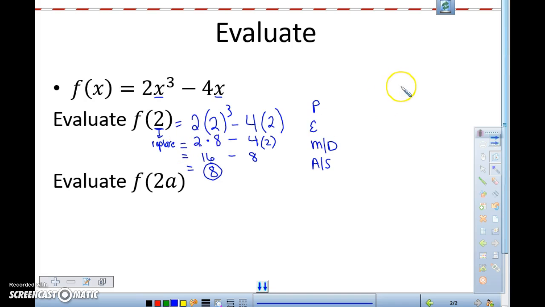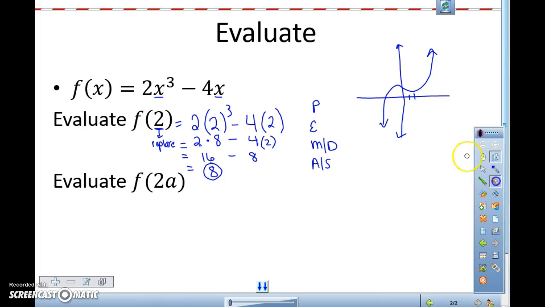And what this tells us is that if we were to put this in our calculator, we would get this kind of crazy looking graph, okay, whatever it might look like, something like that, that there is a point on this graph at 2, 8. Go up a little further. So at 2, 8 would be a point.